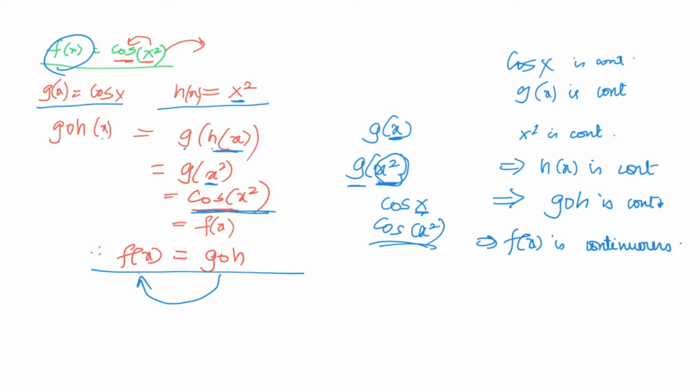So what did we do here? F of x is equal to cos of x square. We took both the separate functions, one as h of x and one as g of x. Then we found out g of h of x. We manipulated it and we proved that it is equal to f of x, right? Then we considered these functions separately. We first looked at g of x. We saw that cos x is a continuous function, so this is continuous. Then x square is a continuous function, so this is also continuous. That means both are continuous. So if I do g of h of x, it's also going to be continuous. But g of h of x is equal to f of x. Therefore, f of x is continuous.